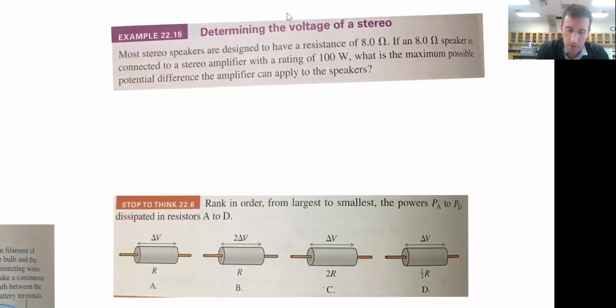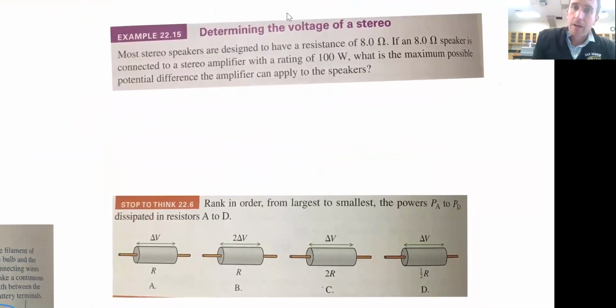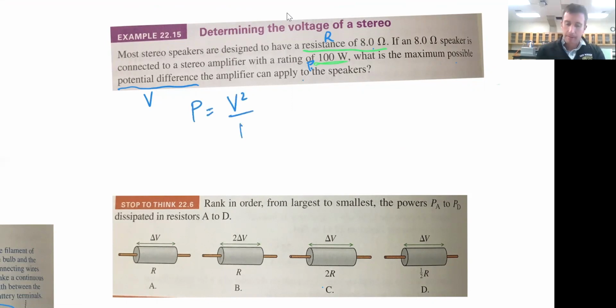Voltage of a stereo. Most stereo speakers are designed to have a resistance of 8 ohms. So that's a resistance. If an 8 ohm speaker is connected to a stereo amplifier with a rating of 100 watts, that's a power. What is the maximum possible potential difference the amplifier can apply to the speakers? So the potential difference is the voltage. So I've got power, I've got resistance, I need voltage, so I can use that same equation. Power equals voltage squared over resistance.